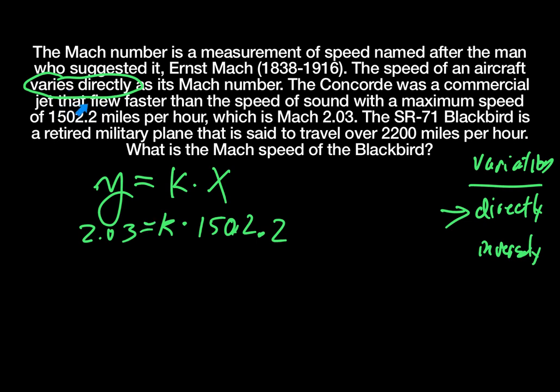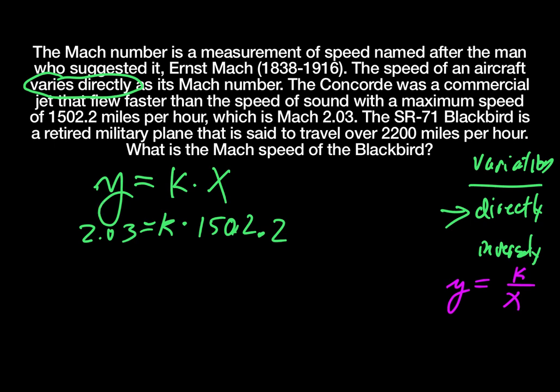So again, first identifying it varies directly. Probably looking at your formula sheet to be like, oh, did I have the directly equation on there? y equals kx. Or the inverse. Now this one's not inverse. But if it was, that equation is y equals k over x. Because inverse means as one goes up, the other one goes down. Directly means as one goes up, the other one goes up. As the speed goes up, so does its Mach.